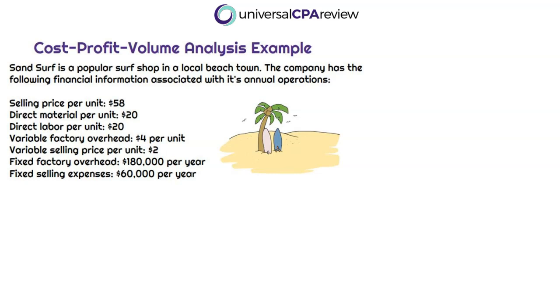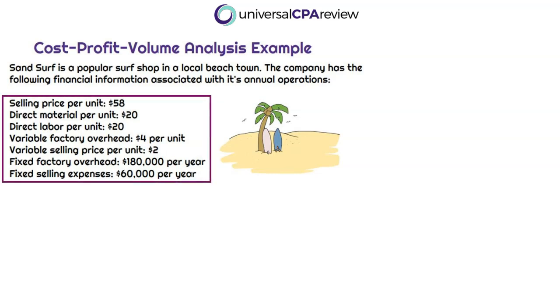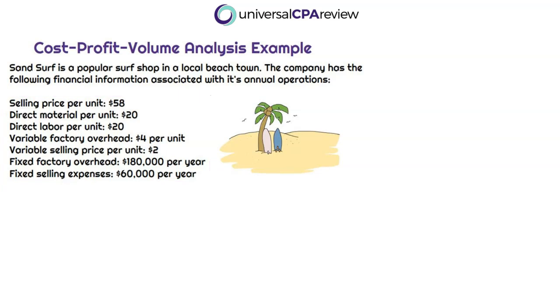how interrelated these are. So in our example, we have Sand Surf, a popular surf shop in a local beach town, right? We've all been to those local beach towns. We can picture that little surf shop, right? Some cool guys or gals that are leading all the lessons, and there's surfboards everywhere. Now, the company has the following information, right? A lot of per unit type stuff like selling price, direct material, direct labor, variable factory overhead, variable selling price, etc., right? Lots of information.